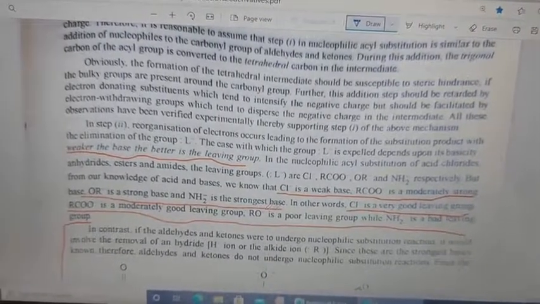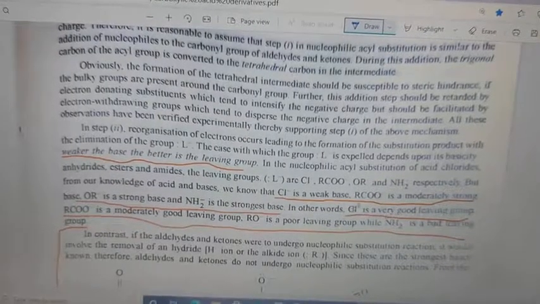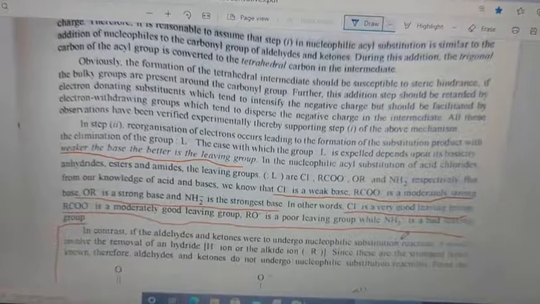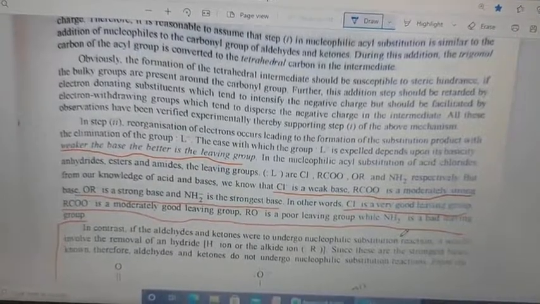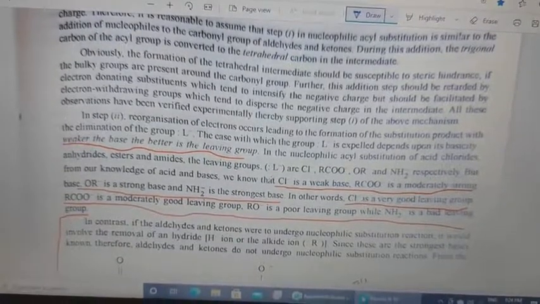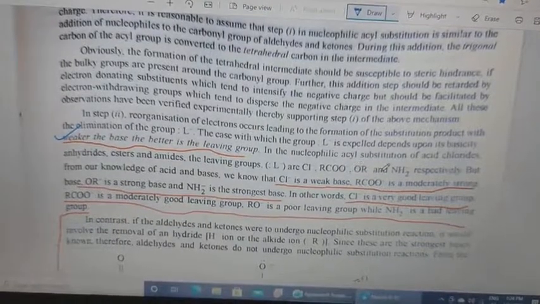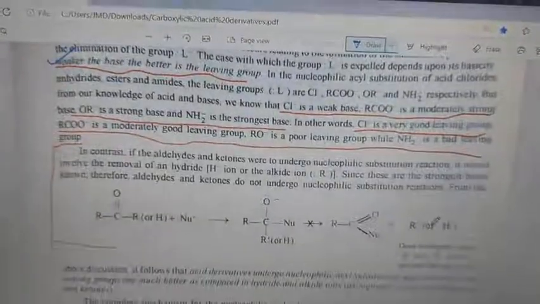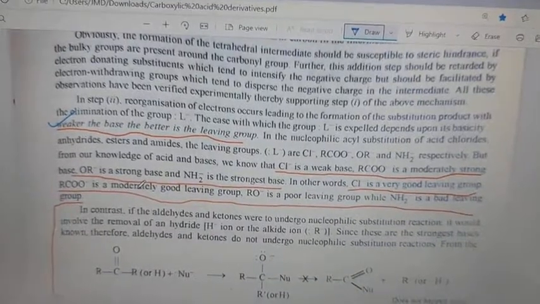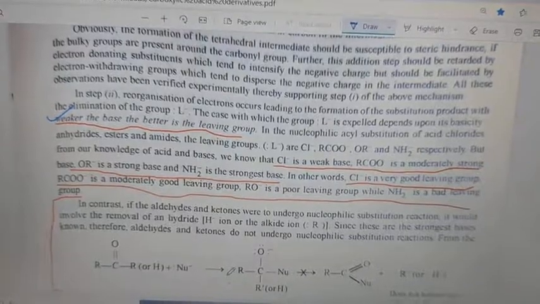In other words, we can say chloride is a very good leaving group because it is a weaker base, and NH2 negative is the least good leaving group because it is a very strong base. As is clear here, the weaker the base, the better the leaving group. So Cl negative easily leaves, and it is more reactive as compared to other acid derivatives.